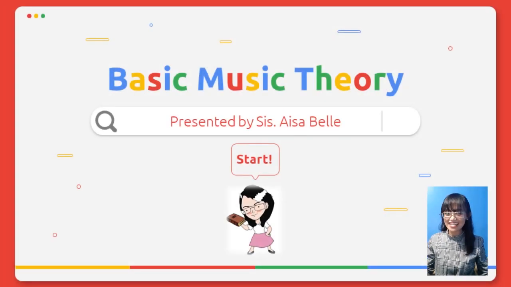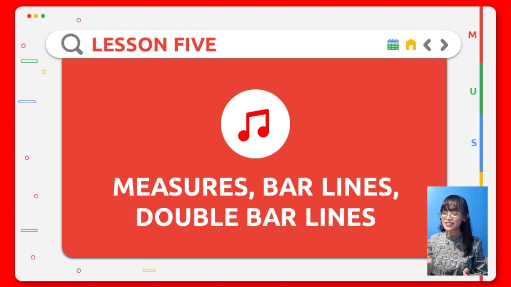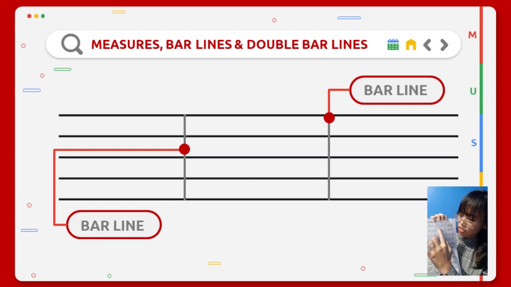Hello, I'm back. I'm Sister Ava and now we're going to talk about measures, bar lines, and double bar lines. So, music is divided into equal parts called measures. So, in order for you to understand it more clearly, I have here my sample music sheet. So, here, this is what you call measures.